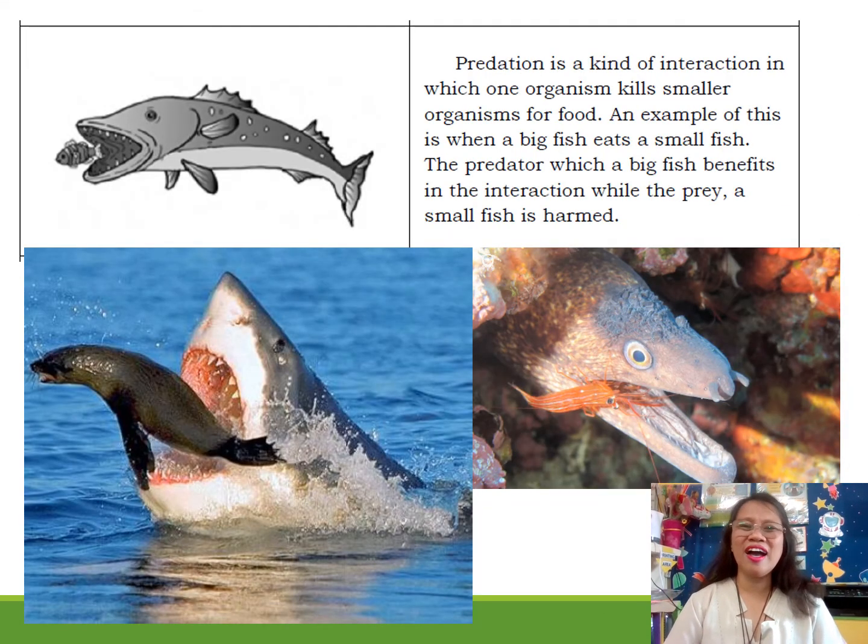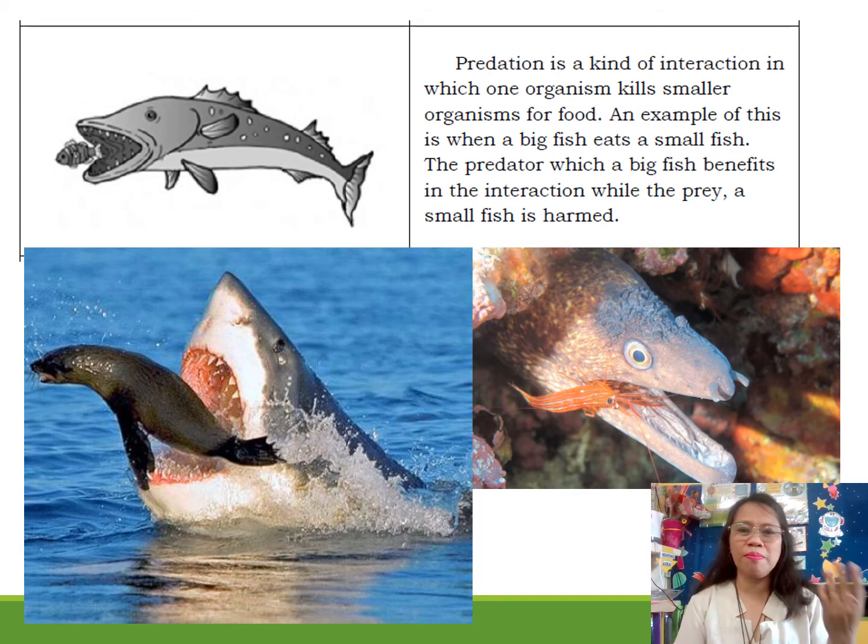And next is also predation or predator-prey relationship. Daghaning to, ako kay tagisgutan karon nga the smaller fishes are hiding themselves in the coral reefs because they will serve as food for bigger fishes. No, the smaller fishes will serve as prey for the bigger fishes that serve as predator. Predation is a kind of interaction in which one organism kills smaller organisms for food.